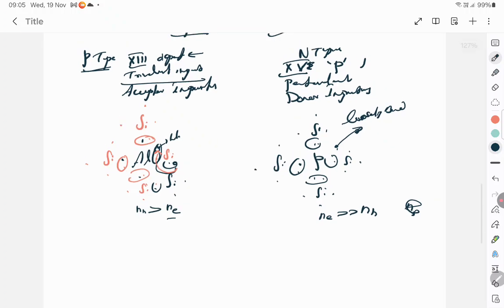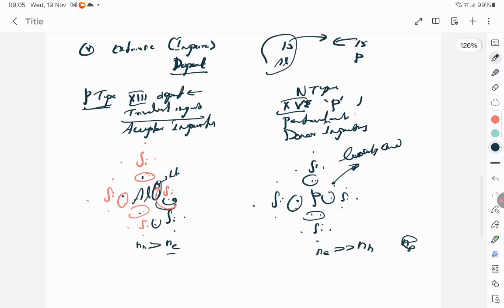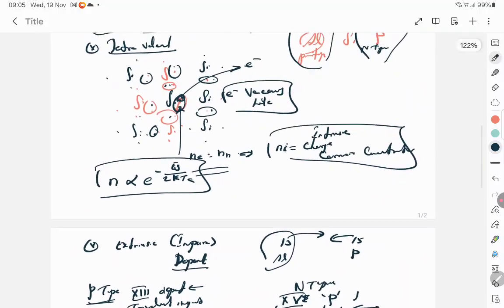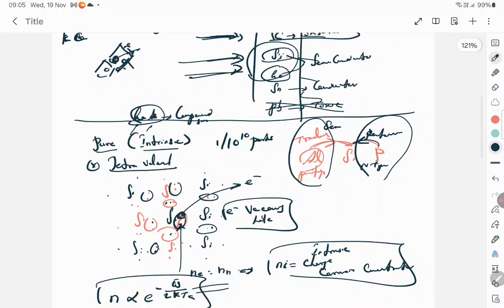So then complete the structure. This is what is n-type. It's called pentavalent. It's called a donor impurity because it is able to give an electron, donate an electron for conducting, and it belongs to group 15. The size of the dopant is always relatively the same size as the host, that's why we're choosing silicon and phosphorus.